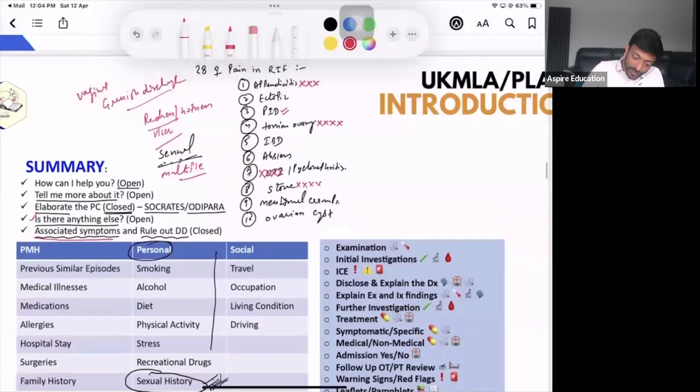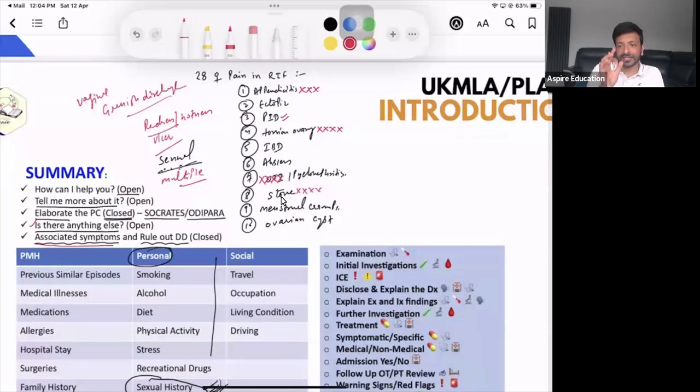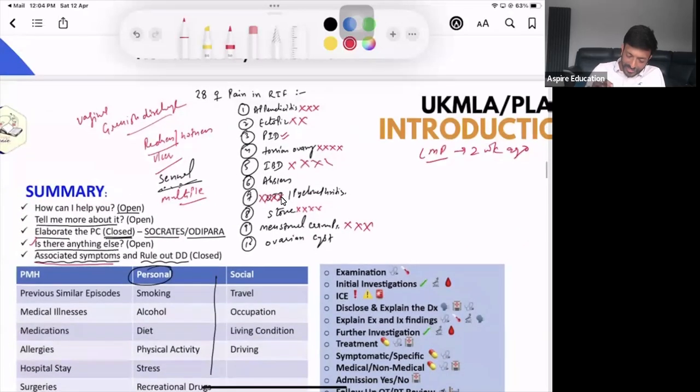Now, I know you want to rule out these differentials as well. Let's rule them out. When was your last menstrual period? Doctor, 2 weeks ago. 2 weeks ago. Now tell me, can it be ectopic? The answer is no. Can it be menstrual cramps? No. So one question I ruled out two. You want to rule out IBD? Any bowel problem, any diarrhea, constipation? No. That's gone as well, isn't it? So now I'm left with ovarian cyst or maybe abscess as well.